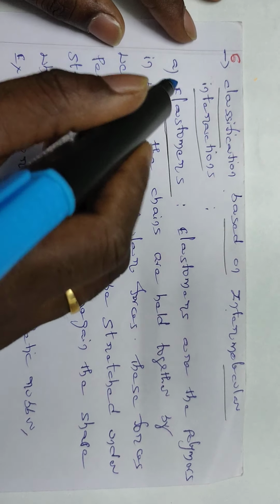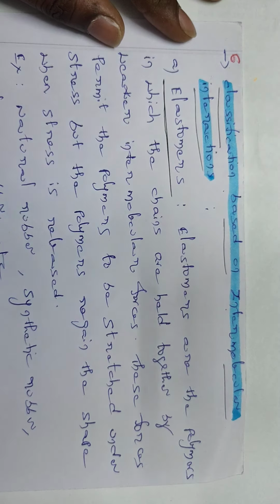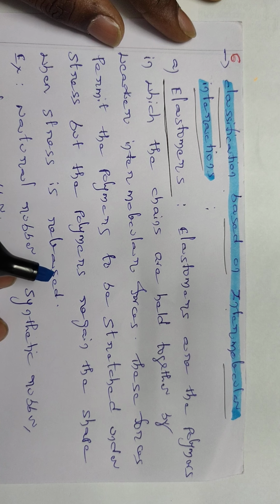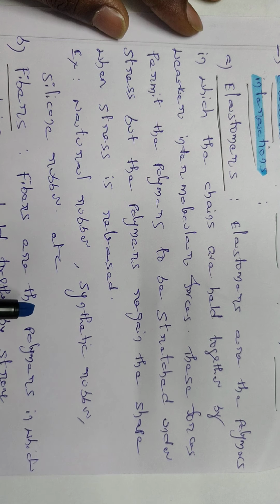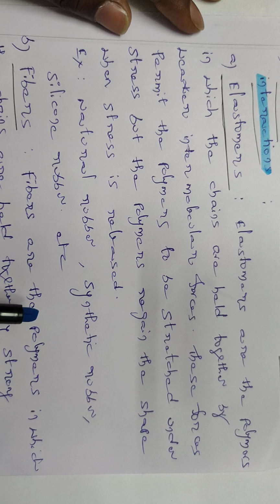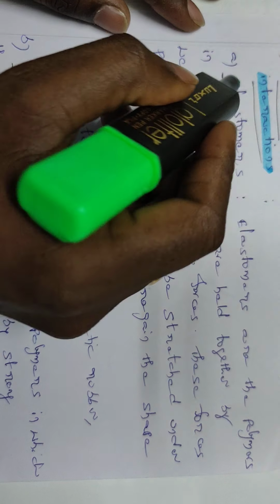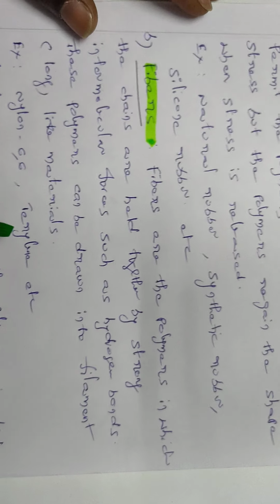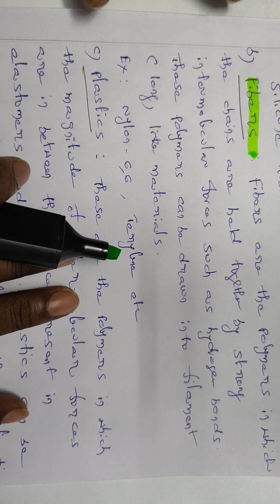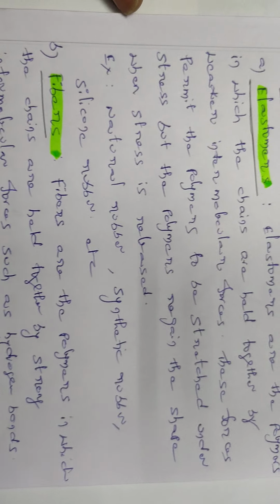And then the next classification is classification based on intermolecular interaction or intermolecular forces. Basing on the intermolecular forces between any two chains in a polymer, mainly these are classified as 3 types: elastomers, and then fibers and plastics. Elastomers, fibers, plastics. So what are elastomers?